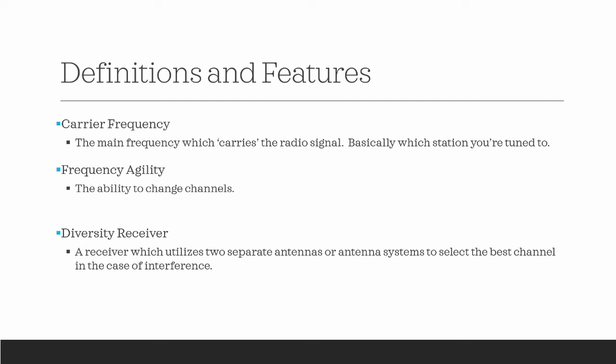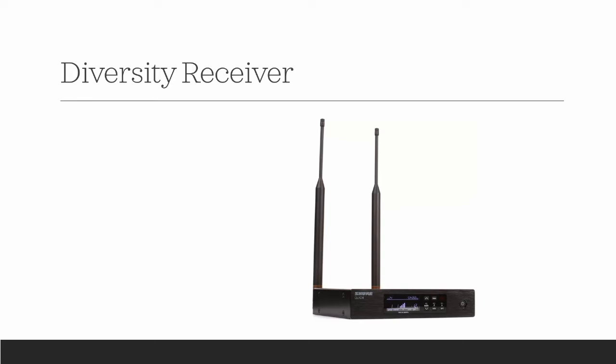To be a diversity receiver effectively means that you have two antennas and there's circuitry in the receiver that's selecting the stronger of the two antennas, which signal you're going to use from there. So that's important to note. Here's a picture of a diversity receiver. You'll notice the two antennas on the unit itself. Always good to know.